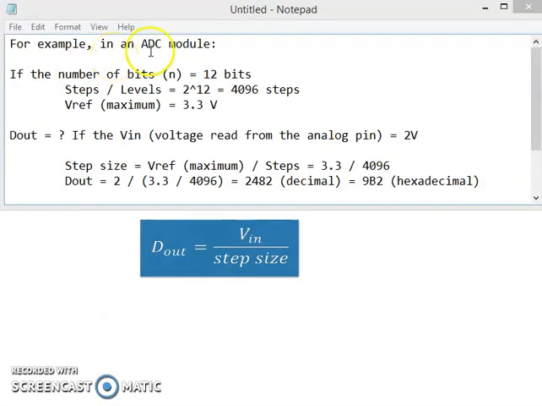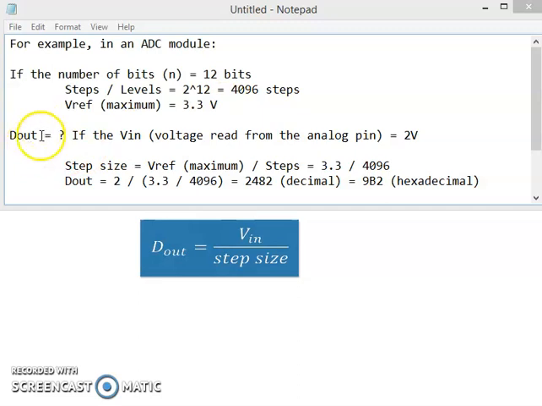If in our ADC module, the number of bits, or n, is equal to 12 bits, so this is the ADC resolution, 12 bits. So the number of steps for the ADC module is equal to 2 to the power of 12, which is equal to 4096 steps. And let's say the reference maximum voltage for the ADC module is 3.3 volt. So this is the information that we have.